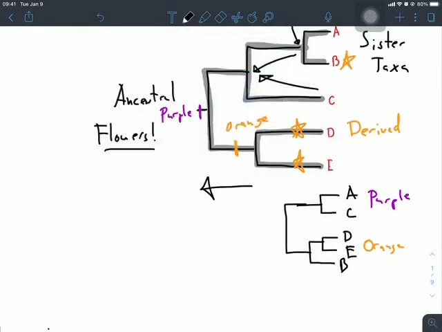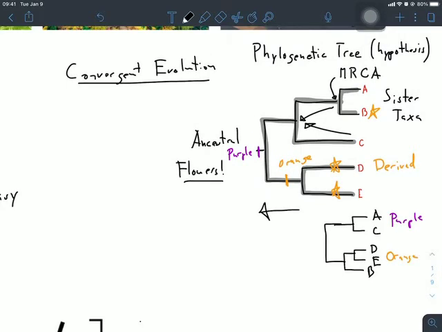This may have occurred because, let's say that B uses a different pollinator than A and C, who prefers orange flowers rather than purple flowers. This may occur by random chance. We can do a lot of experiments to try to figure out why this might happen, but this instance of convergent evolution does complicate our ability to construct a phylogenetic tree that is accurate to the underlying truth.